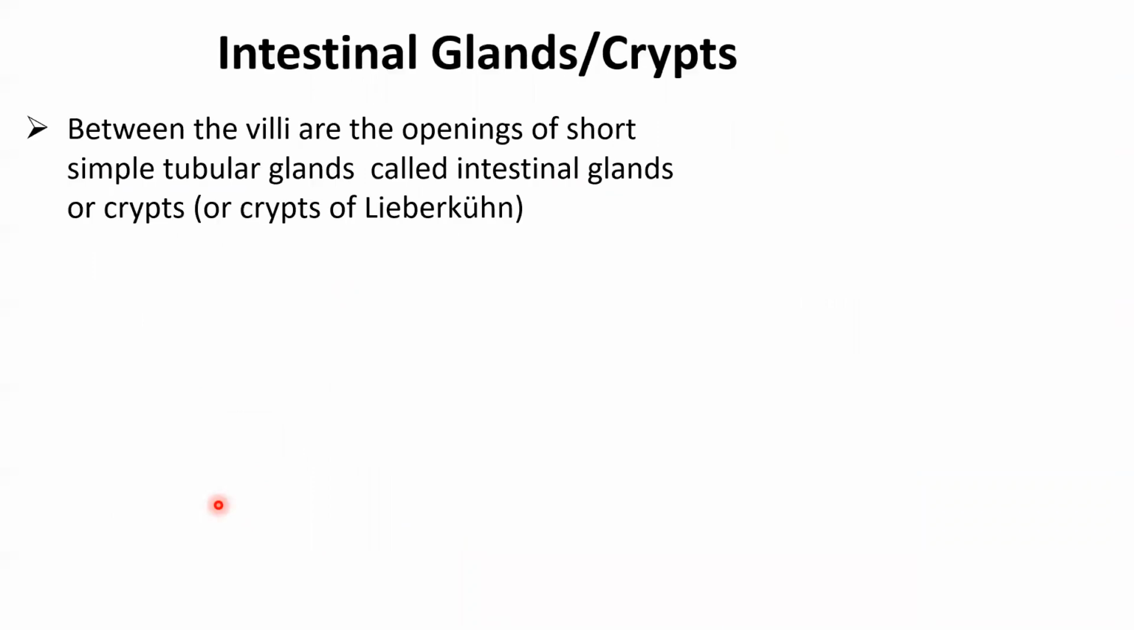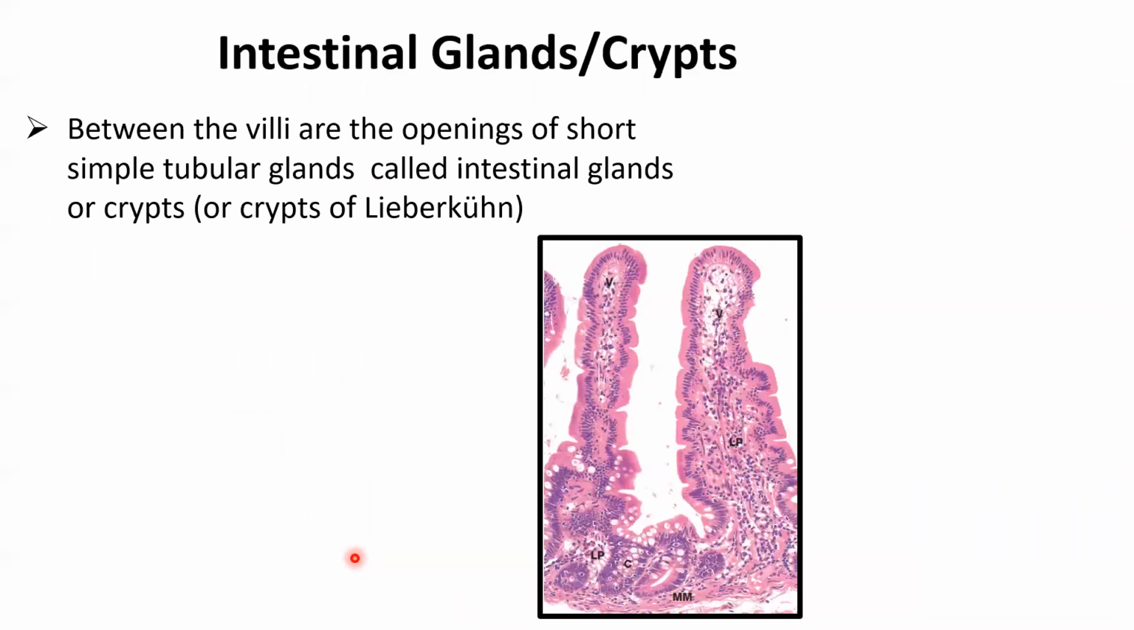So between the villi, there are openings of short, simple tubular glands called intestinal glands or crypts, or the crypts of Lieberkühn. So these are the villi.